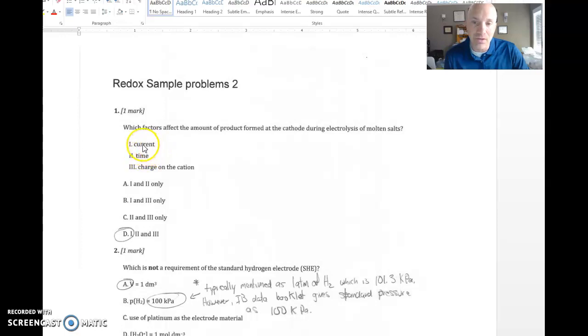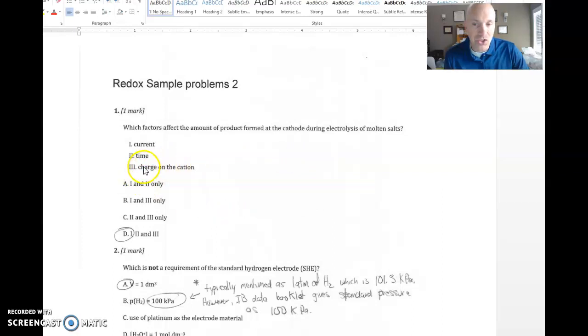For that reason, both current and time would matter. Current: if you're pumping more electrons through that wire, that's more current. And also time. The longer that you're pumping those electrons through the wire, the more that reaction is going to occur.